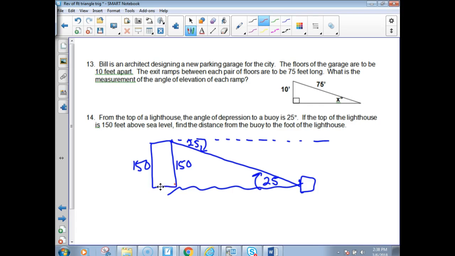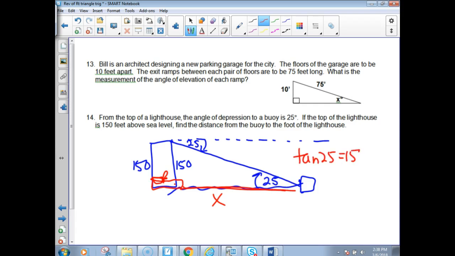This is the lighthouse's foot, so I put a shoe there. Okay. There. Sense of humor. Yes. That would be tangent, guys.